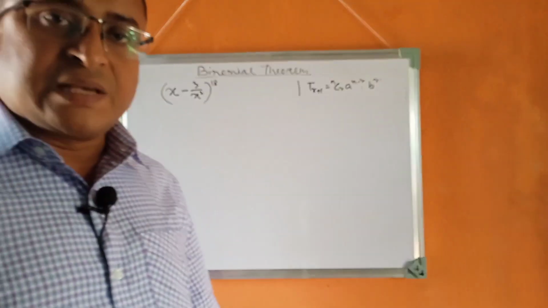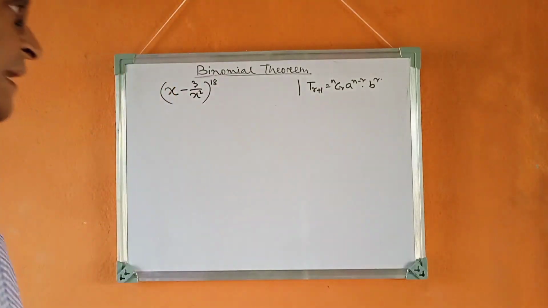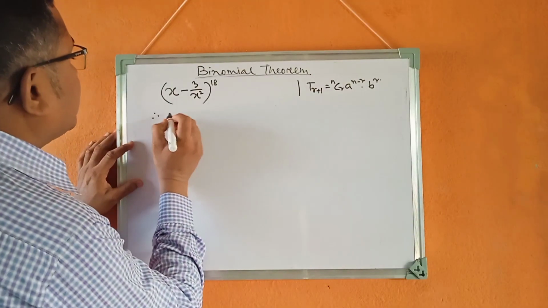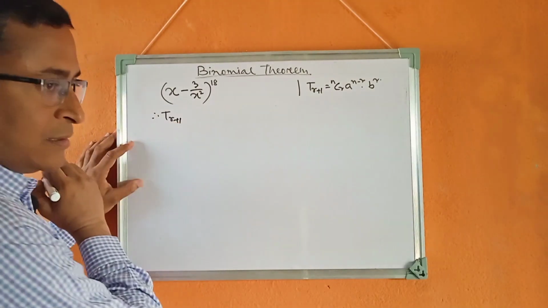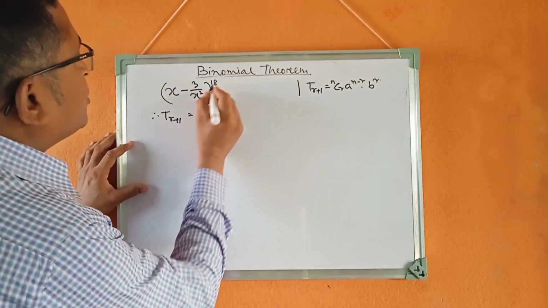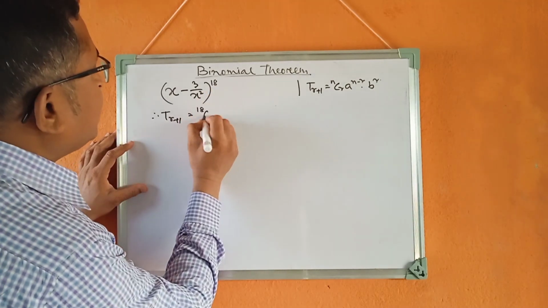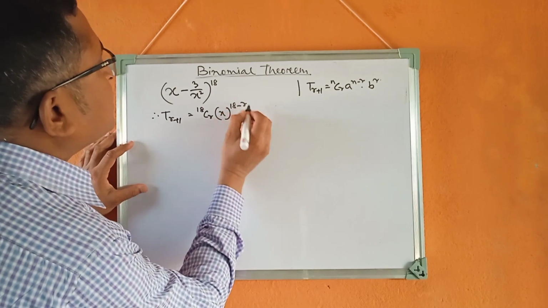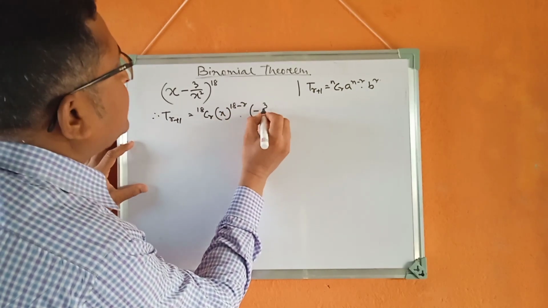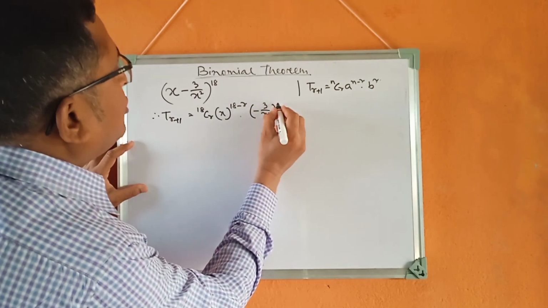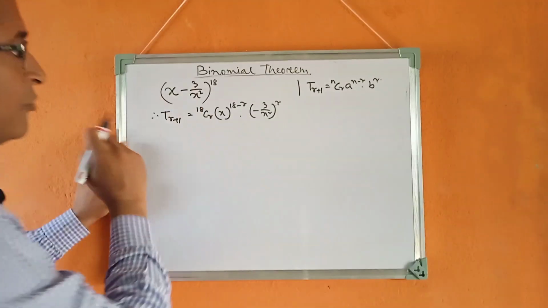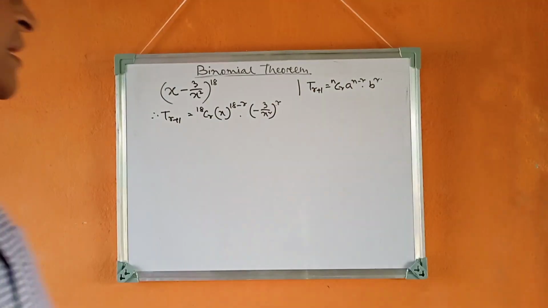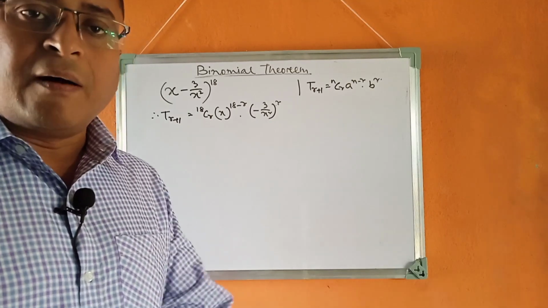Again we apply the same process. Let the r plus 1 term be independent of x. So we write, therefore, T(r+1). Again the same process: n means 18, so 18Cr into x to the power 18 minus r into (minus 3 divided by x square) whole to the power r. Using the general formula we get this. So let us take the r plus 1 term as independent of x, that means the power of x is 0.